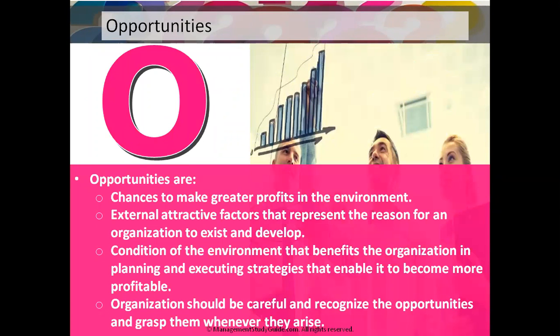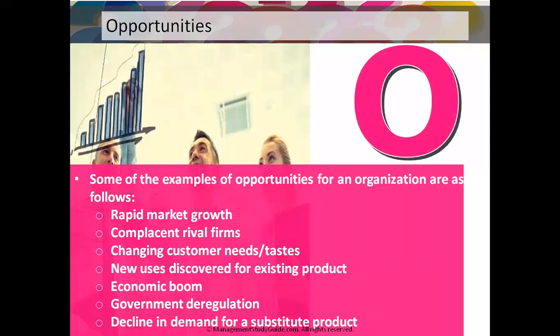Opportunities are chances to make greater profits in the environment. External attractive factors that represent the reason for an organization to exist and develop. Conditions of the environment that benefit the organization in planning and executing strategies that enable it to become more profitable. Organizations should be careful to recognize the opportunities and grasp them whenever they arise. Some examples are rapid market growth, complacent rival companies, changing customer needs and tastes, new uses discovered for existing products, economic boom, government deregulation, and decline in demand for a substitute product.